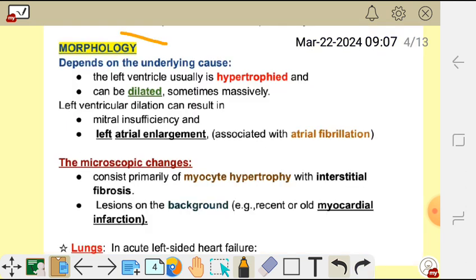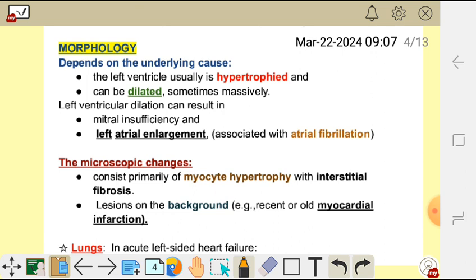Now let's move on to the morphologic features. The morphologic features depend on the underlying cause. So the features that are going to be observed will depend on the cause of the heart failure. If the heart failure is caused by hypertension, the left ventricle will be hypertrophied. We are going to observe hypertrophy in the left ventricle.